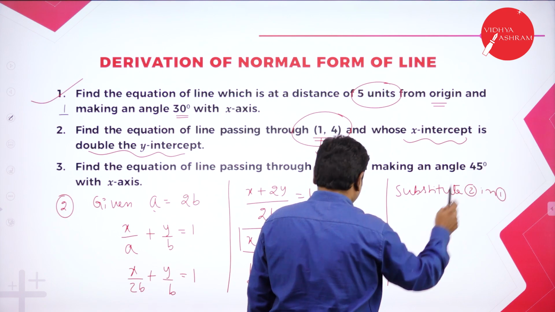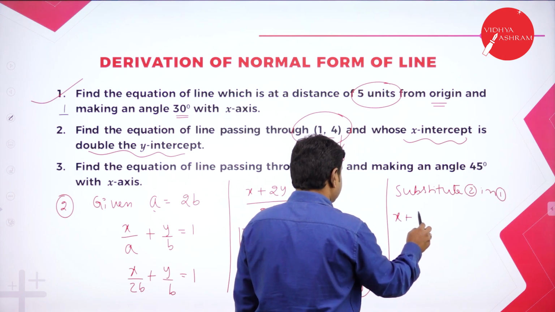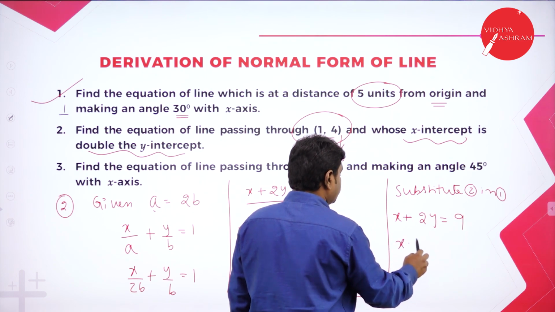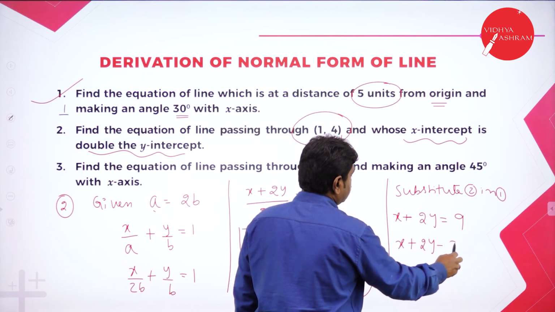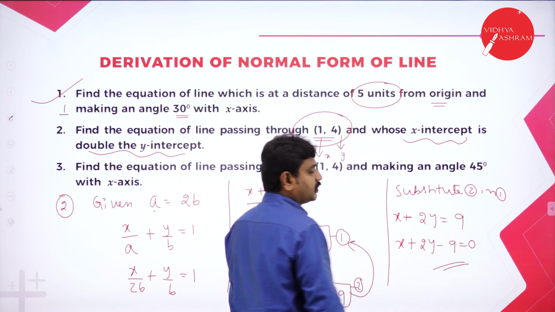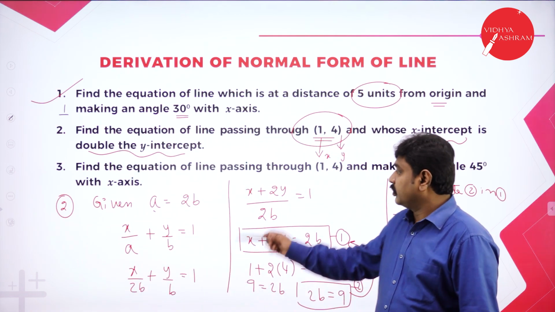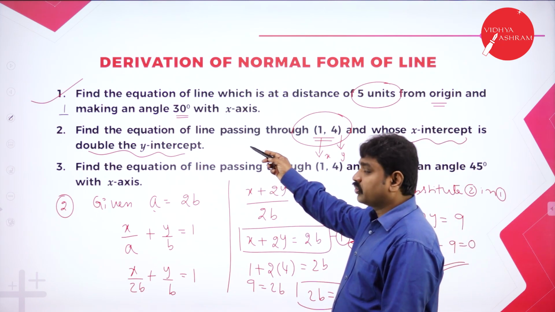If you do that, equation 1 becomes x plus 2y is equal to 2b. 2b is what? 9. So x plus 2y minus 9 is equal to 0. This is the equation. So I hope all of you got this. So now when you read the second question, they want you to find the equation of line.